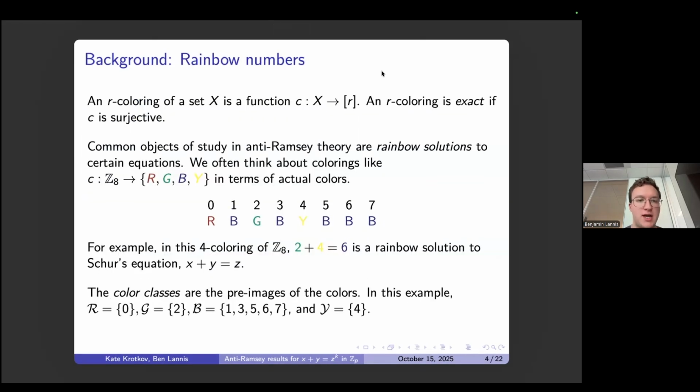In order to answer this question, I'll need to give a bit of background. First, we say that an r-coloring of some appropriate set X is exact if the coloring is surjective. So rather than [r], we often think about this coloring C, which colors Z_8 using red, green, blue, and yellow. We tend to think about it in terms of actual colors rather than [r]. And a common object that we wish to study is rainbow solutions to certain equations. So in this example, you might notice that 2 plus 4 equals 6 is a rainbow solution to Schur's equation because 2, 4, and 6 all get different colors.